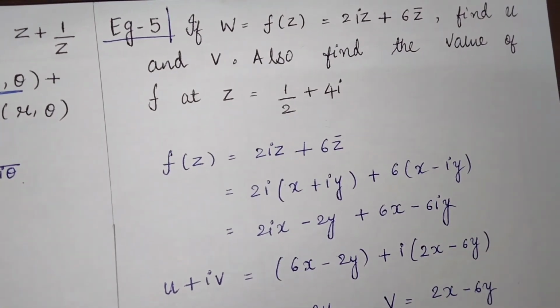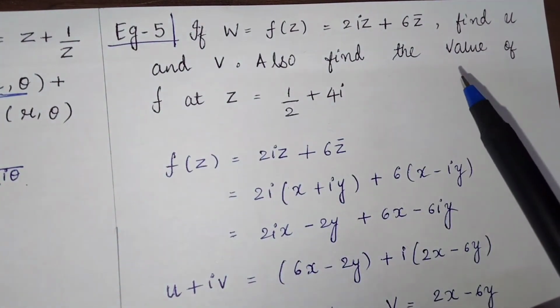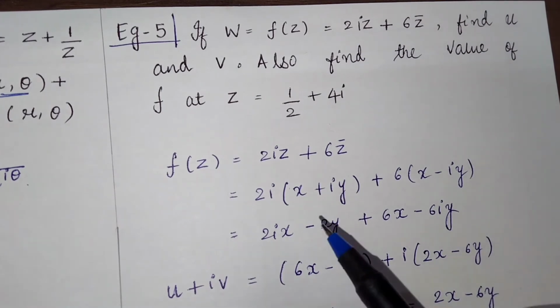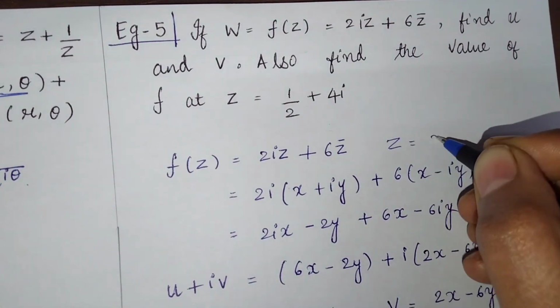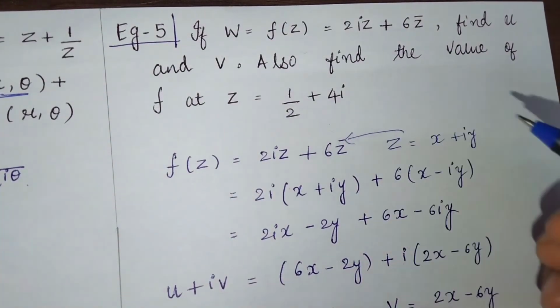If w equal to f of z equal to 2iz plus 6 z conjugate, then find u and v and also find the value of f at z equal to 1 by 2 plus 4i. Okay? What is given? A function is given and you have to find u and v, meaning you have to find the real and imaginary parts, in terms of x and y. So we will again take z equal to x plus iy in this equation.